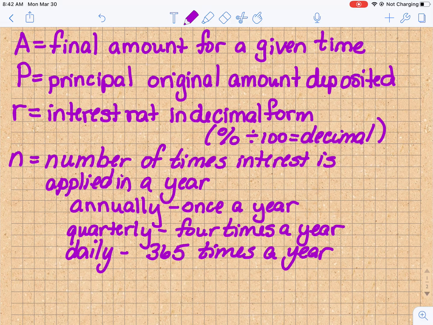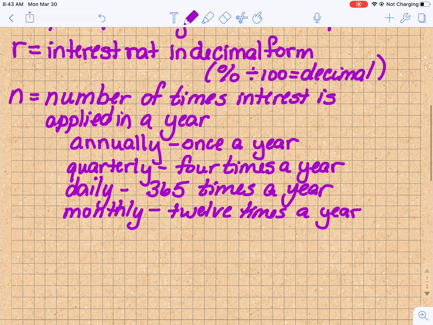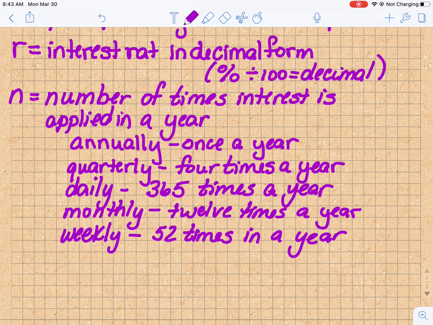Okay? If I say monthly, that's going to be 12 times a year. If you see the word weekly, that means we're going to say 52 times in a year. Okay, so those words may pop up in some of the problems. And so then that'll give you some hints on what number you're going to use there. And T stands for number of years.